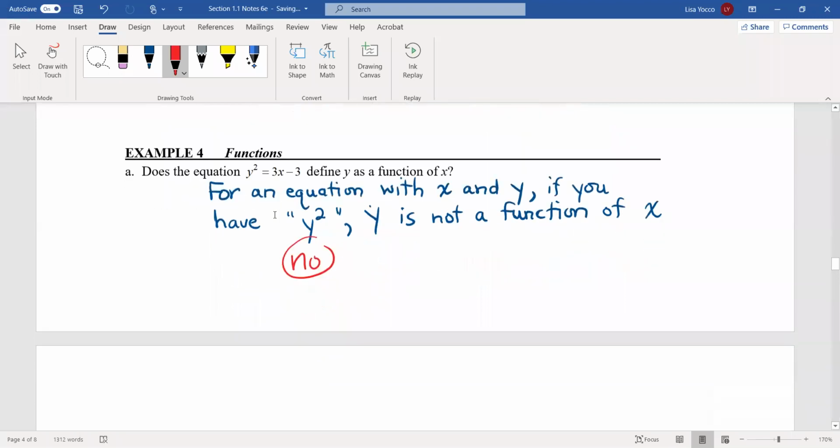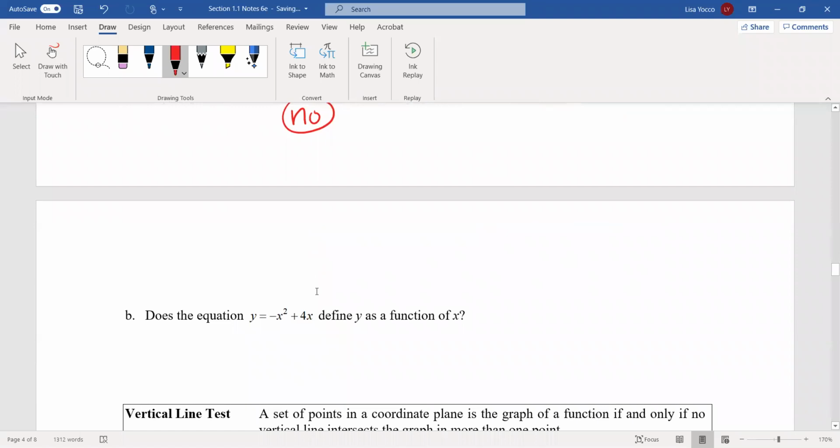How about part B? Is there a y squared? No. There is not. So is that a function? Yes. Okay.